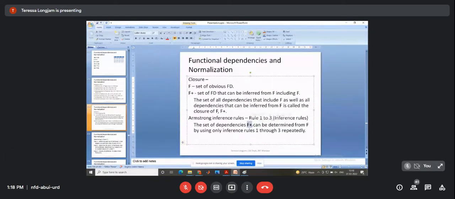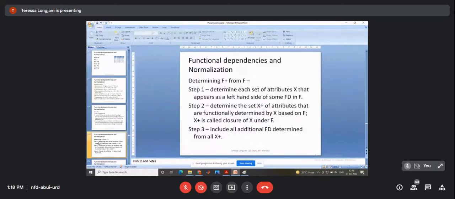Or in another way, you can use the closure of a set of attributes. We will find the closure of a set of attributes, and after that we can find F plus. How are we going to do that? Let us see. We will be determining it by using an algorithm. That algorithm is, you can see here, determining F plus from F. The first step: determine each set of attributes X that appears as the left-hand side of some functional dependency in F.